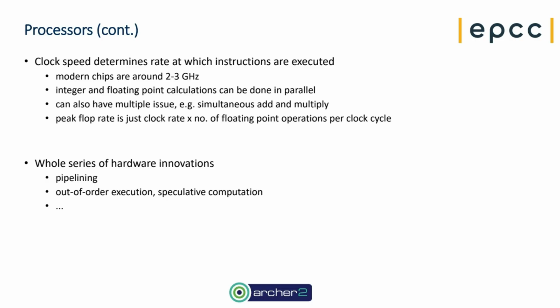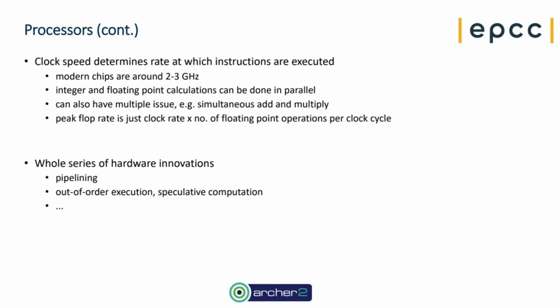So the clock speed just determines the rate at which instructions are executed. Modern processors are around a 2 to 3 gigahertz range. That's been true for quite a long time now. We are seeing some indications of that creeping up a little bit in newer processors, but not very much. So that's kind of where we're stuck with clock rates.